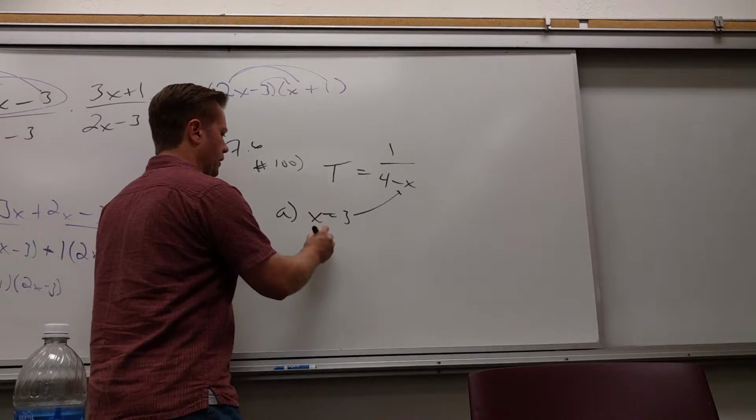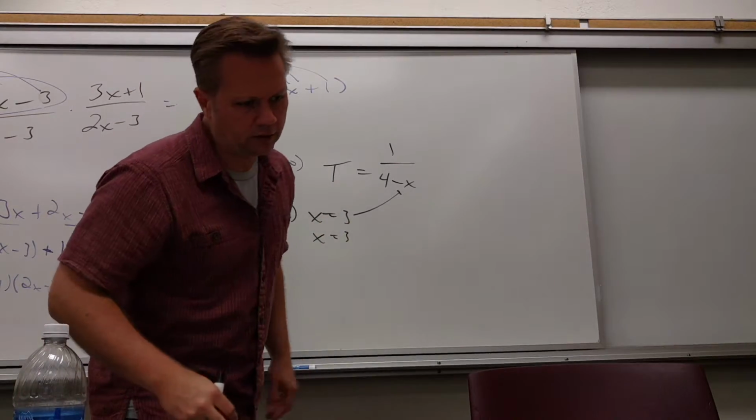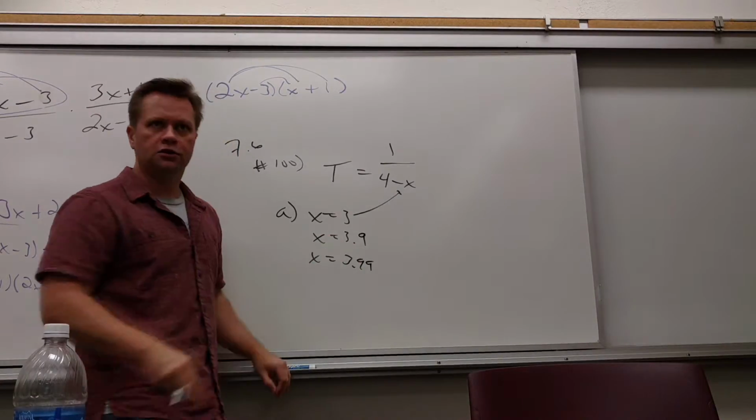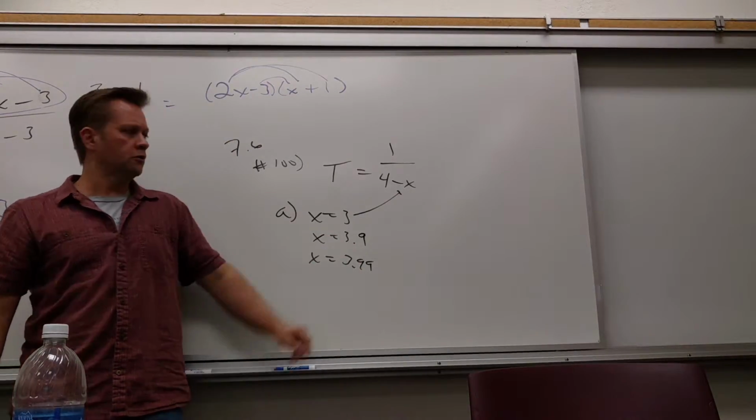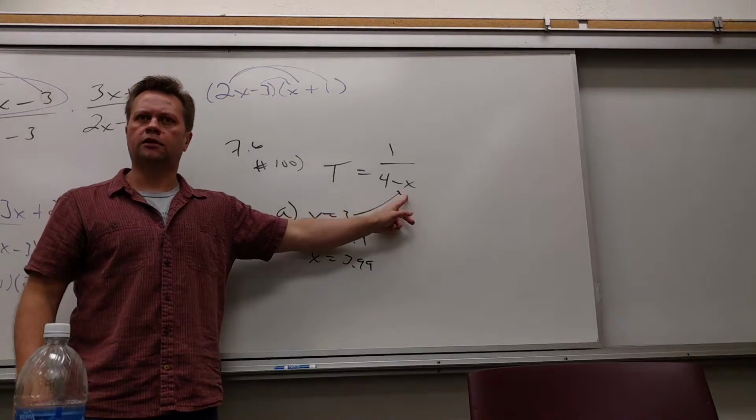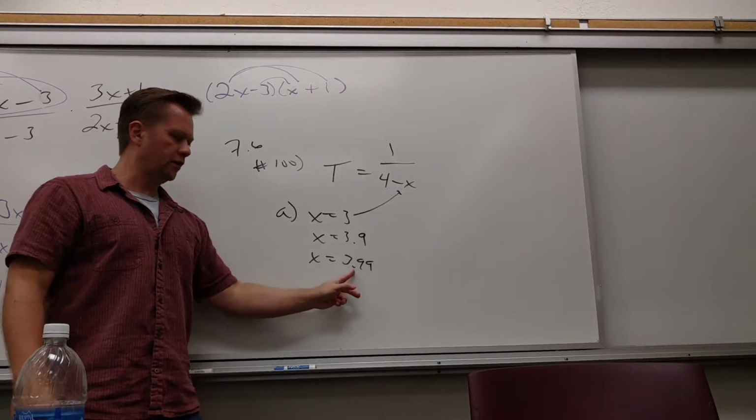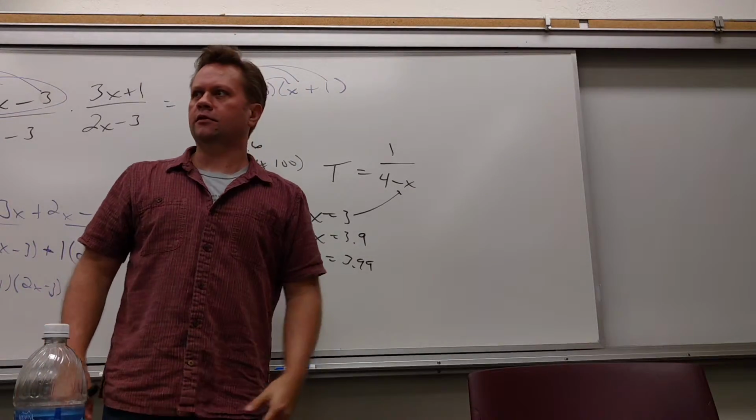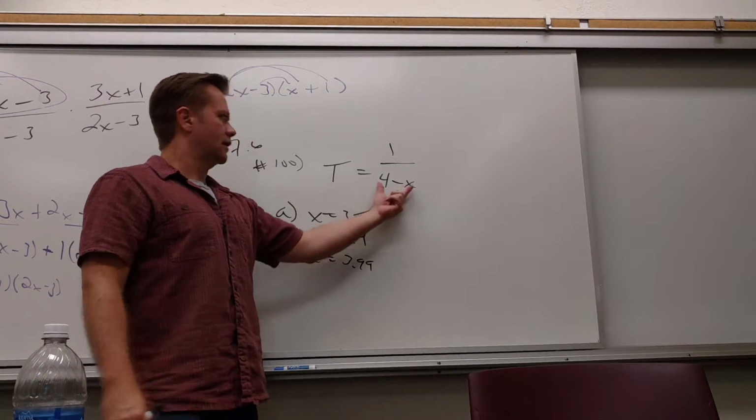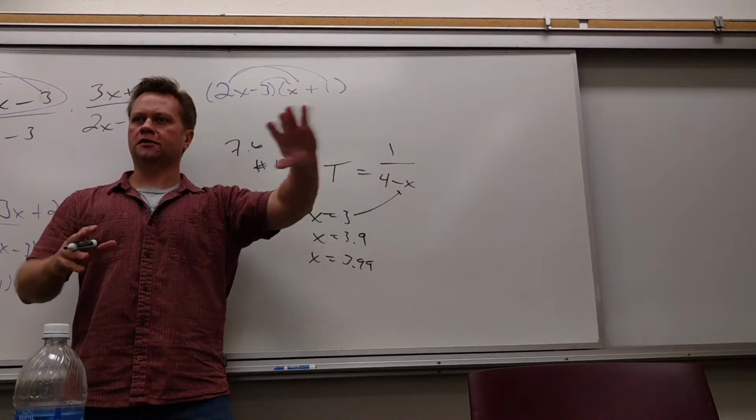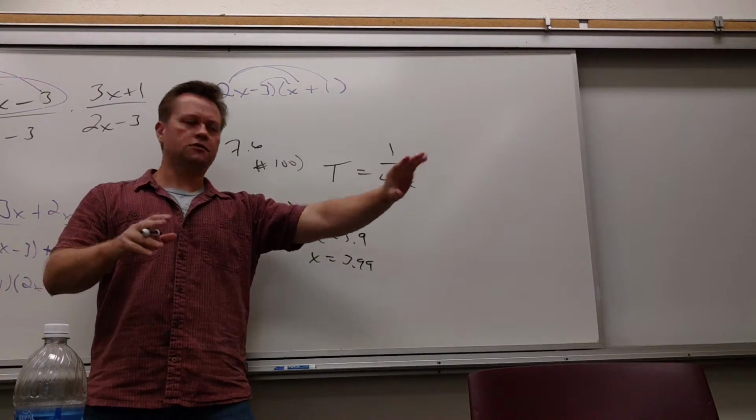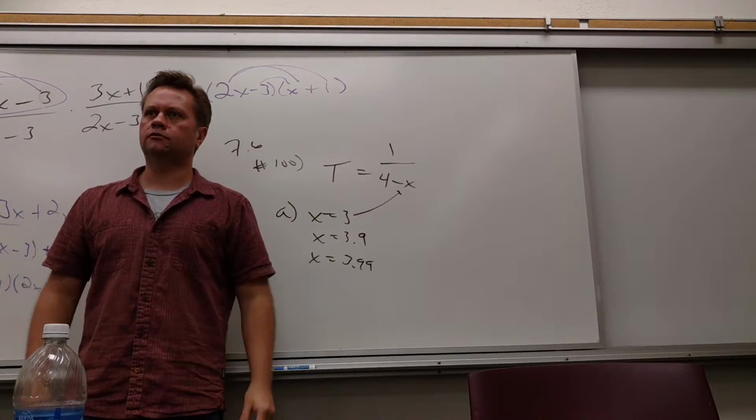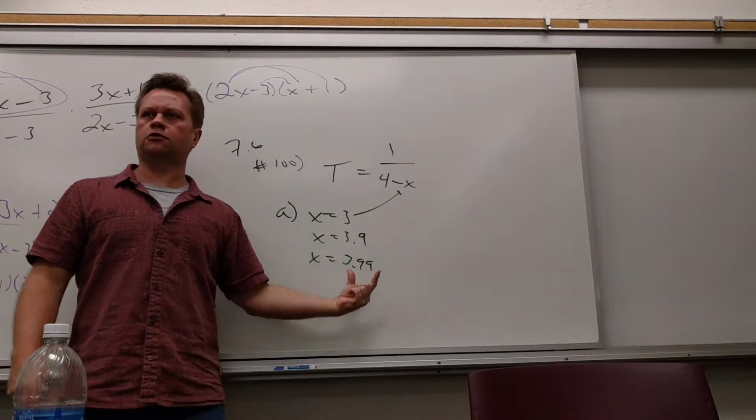And notice what they're doing. They're letting X be 3, then 3.9, and then 3.99. Where was the problem spot here? What number can this not handle? 4. So they are getting really close to 4. This is the idea of what's called a limit. The limit as X goes to 4. Let me let X get really close to 4 and see what's happening, because I can't let X equal 4.